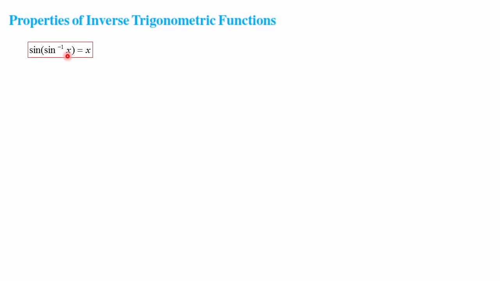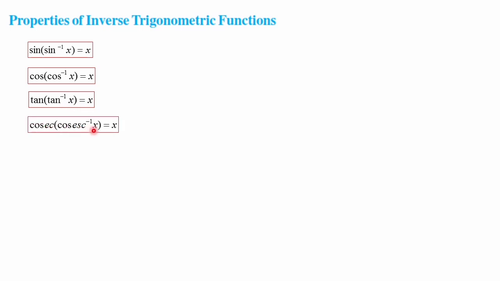Next, let's discuss a few more formulas: properties of inverse trigonometric functions. Sin of sin inverse x is equal to x. Likewise, cos of cos inverse x is equal to x. Tan of tan inverse x is equal to x. Cosec of cosec inverse x is equal to x. Sec of sec inverse x is equal to x. And cot of cot inverse x is equal to x.